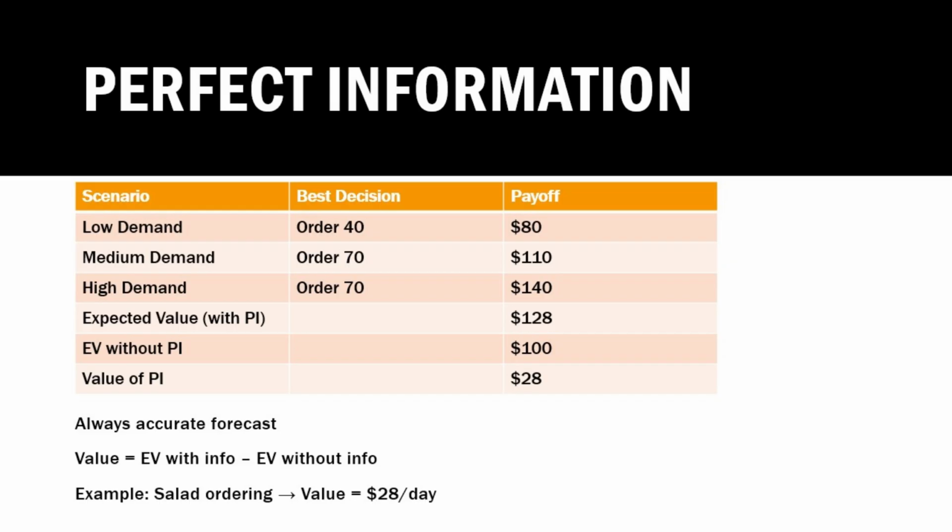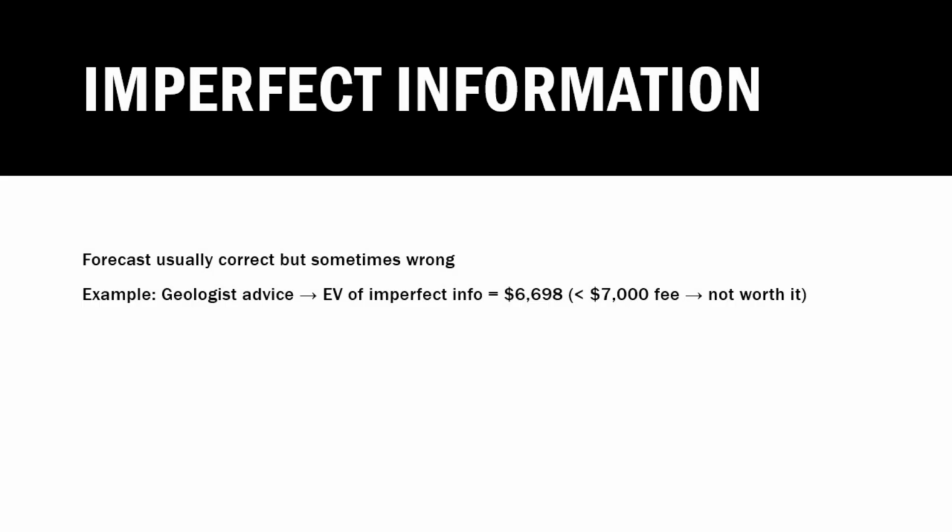In reality, most forecasts are imperfect. A geologist might be right 80% of the time. If the expected value of imperfect information is $6,698 but the report costs $7,000, then it is not worth paying for.